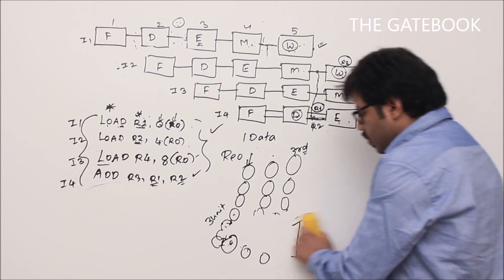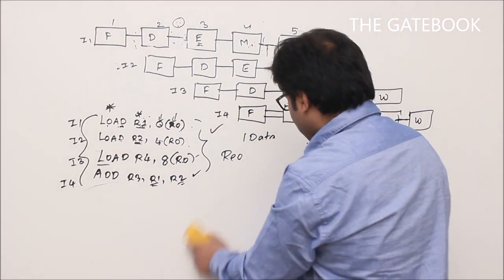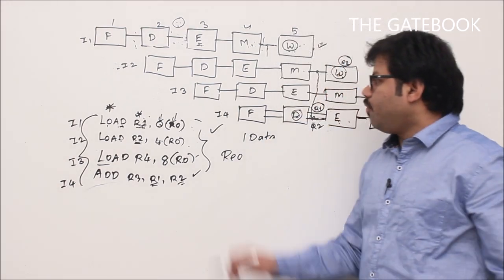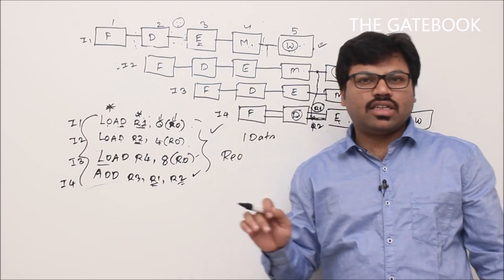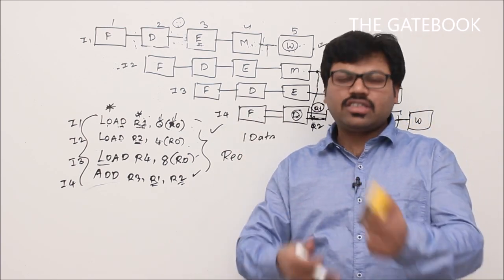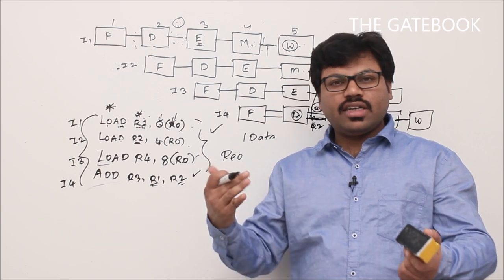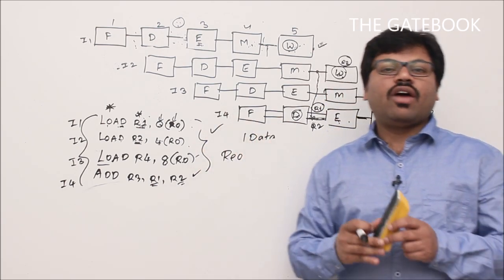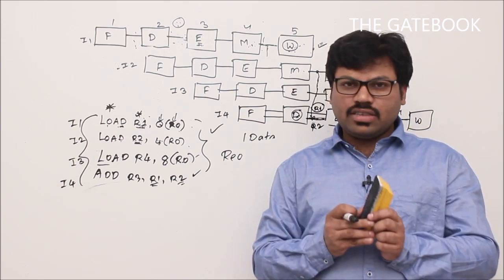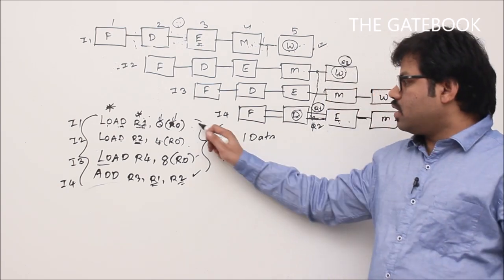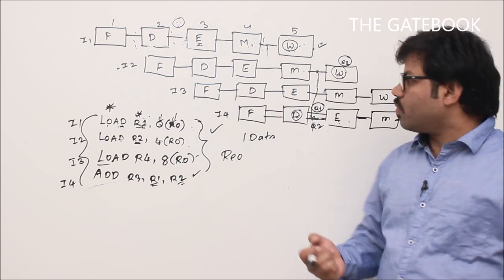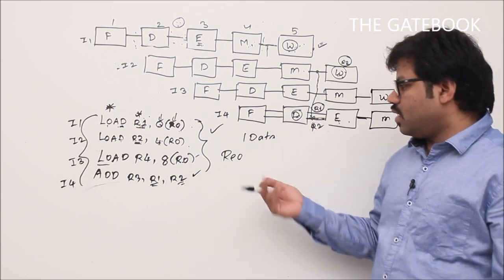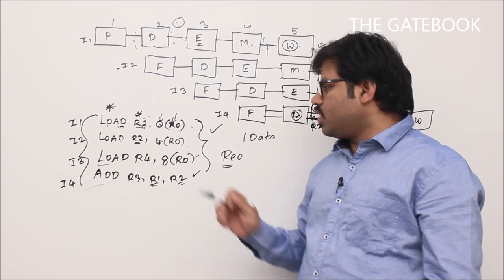Understand? So that's why we should not stall the pipeline here also. If you stop fetching an instruction, then in the next clock cycle, instruction decoding will be stopped, execution will be stopped, everything will be stopped. That's why we have to avoid the stalls. Understand? So avoiding the stalls is one important thing, which you have to always follow.